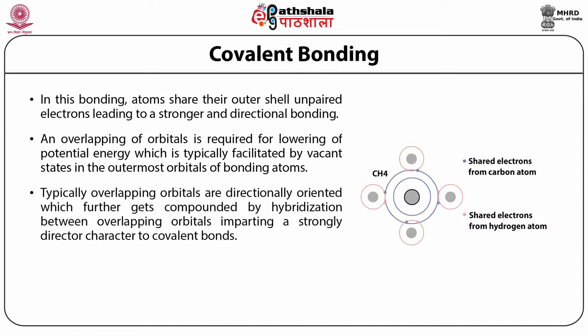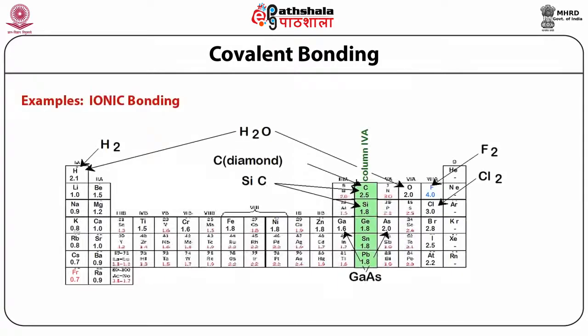Typically, overlapping orbitals are directionally oriented, which further gets compounded by hybridization between overlapping orbitals, imparting a strongly directional character to covalent bonds. For example, 2s and 2p orbitals in carbon form sp3 hybridization, which can hold a total of 8 electrons and facilitate the sharing between the neighboring carbon atoms in such a fashion that each carbon atom is surrounded by 4 carbon atoms in a tetrahedral coordination, forming a regular tetrahedra. This leads to an interbond angle of 109.5 degrees and a strong directionality in diamond. The examples of covalent bonding.